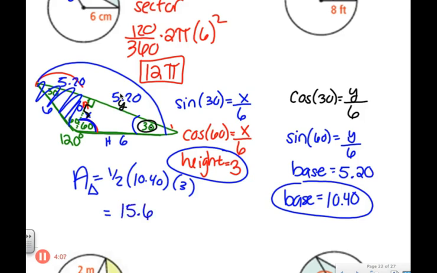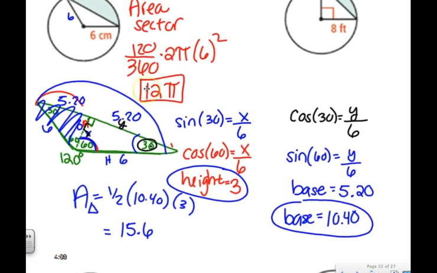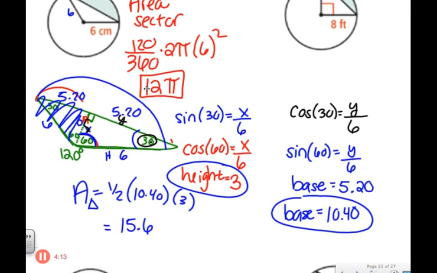Now that I have the area of the triangle and I have the area of the sector, I can subtract my two answers. So I would say 12 pi subtract 15.6. Once you do that, you should get 22.099.